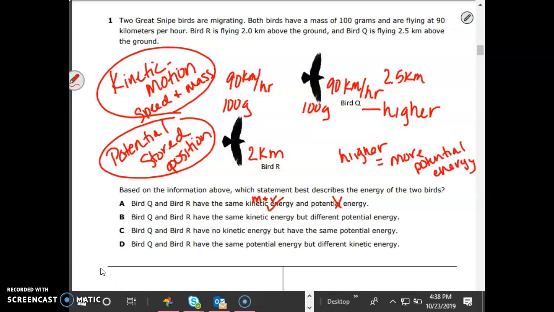Letter B, bird Q and bird R have the same kinetic energy. We already decided that yes, they do have the same kinetic energy, but different potential energy. Bird Q would have more potential energy. That looks good. Let's read the rest of them. C, bird Q and bird R have no kinetic energy. Well, they are moving and they have mass, so they have kinetic energy. We don't even need to go further. Letter D, bird Q and bird R have the same potential, but different kinetic. No, they do not have the same potential, and they do have the same kinetic. So that's definitely not our answer. B would be the correct answer.